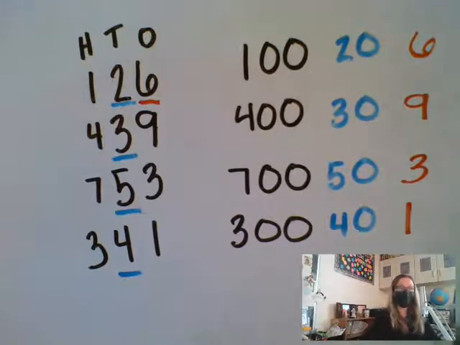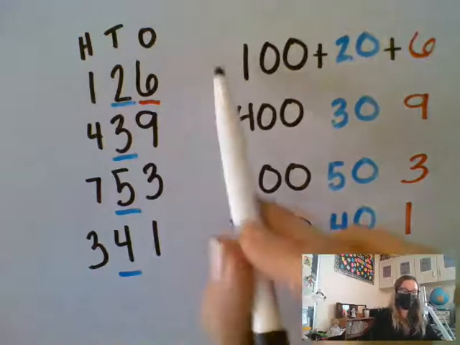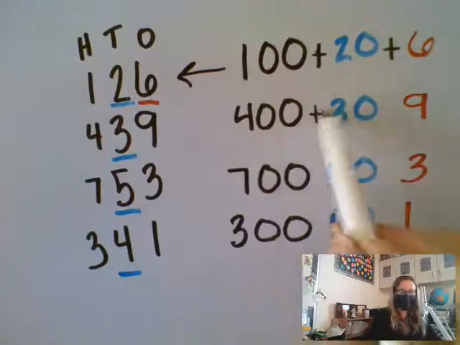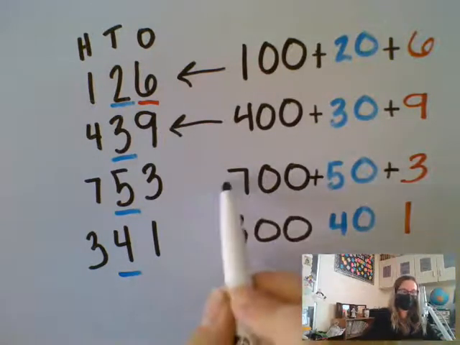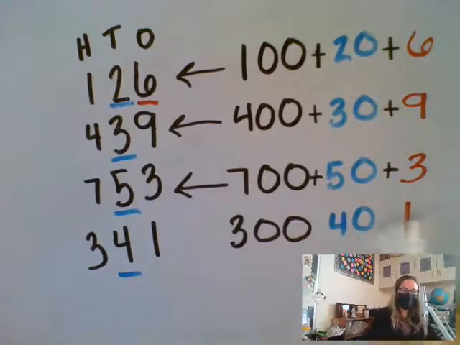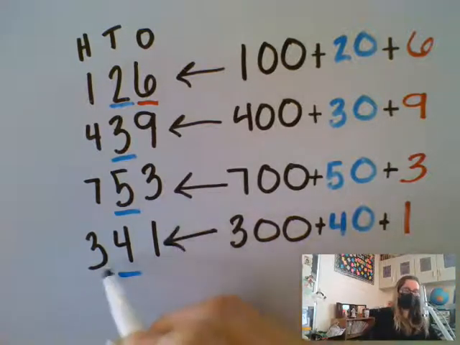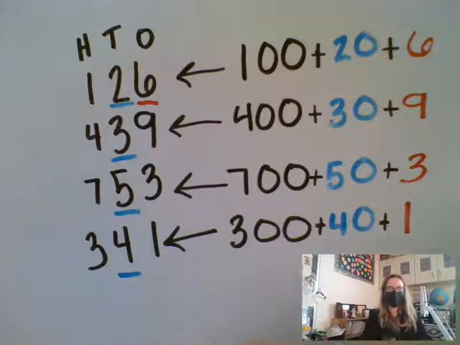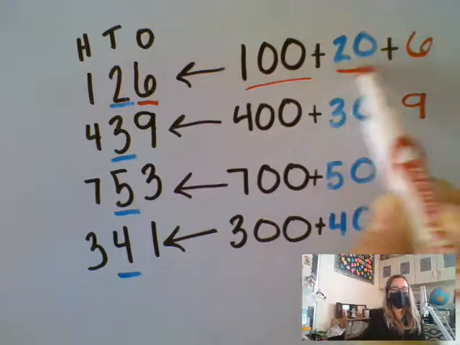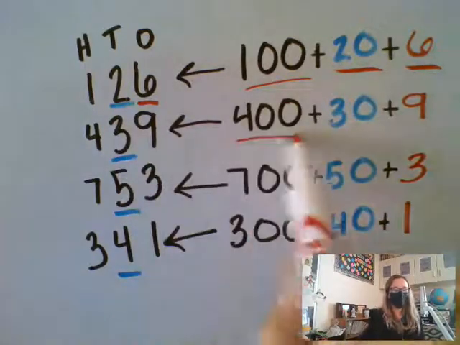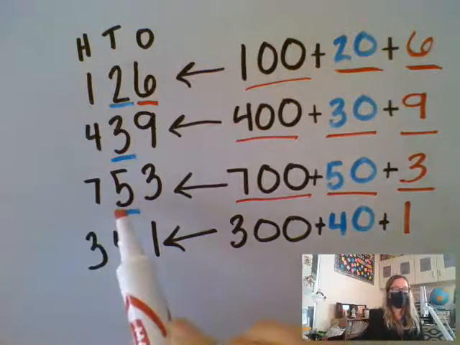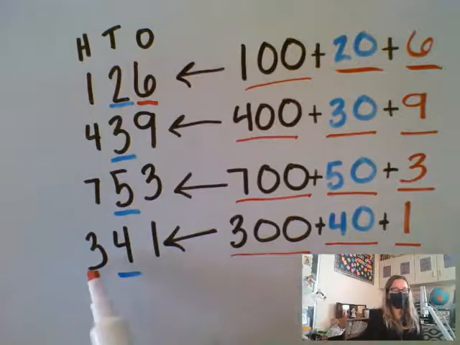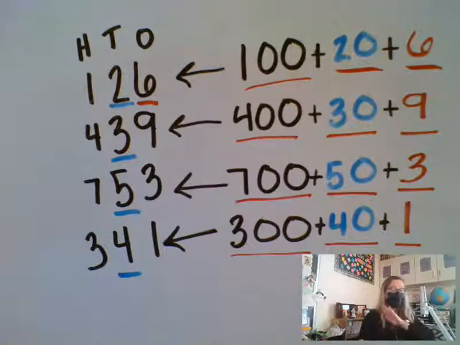So now my expanded form, 100 plus 20 plus 6 equals 126. 400 plus 30 plus 9 equals 439. 700 plus 50 plus 3 equals 753. 300 plus 40 plus 1 equals 341. The funny thing about expanded form, when you write it out, if you say each number, you're literally saying the number. Watch. 126. 439. 753. 341. This works no matter how many digits you have.